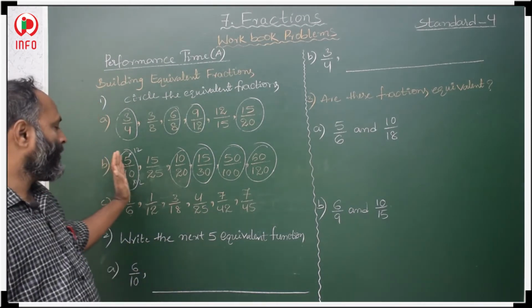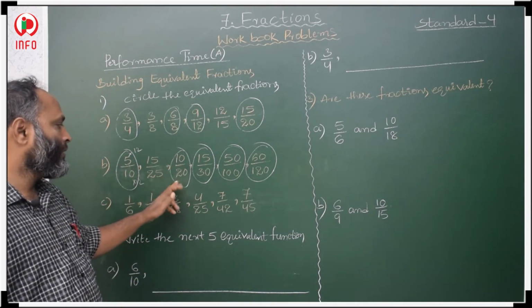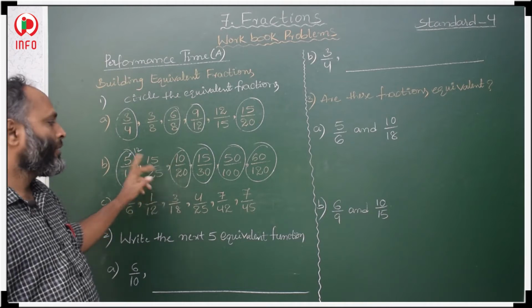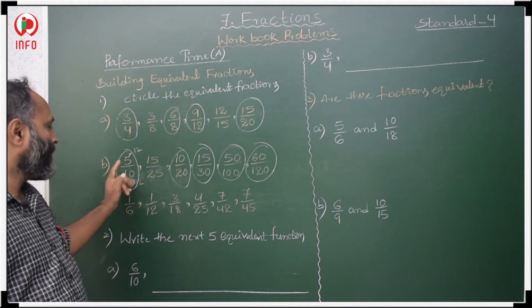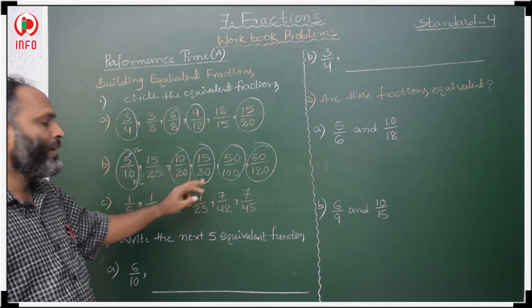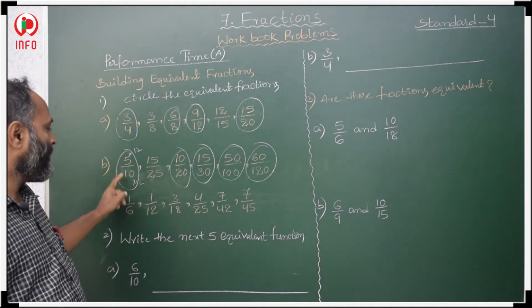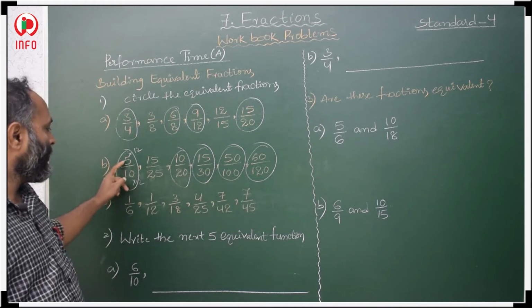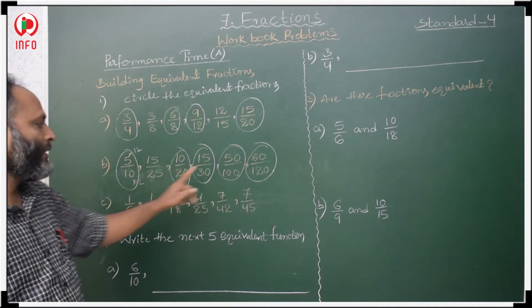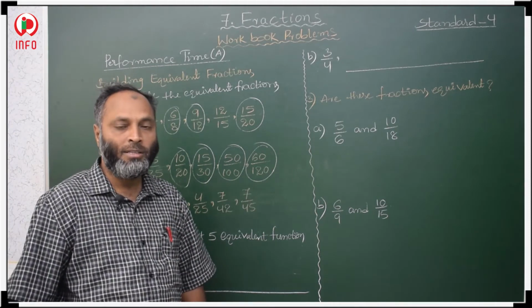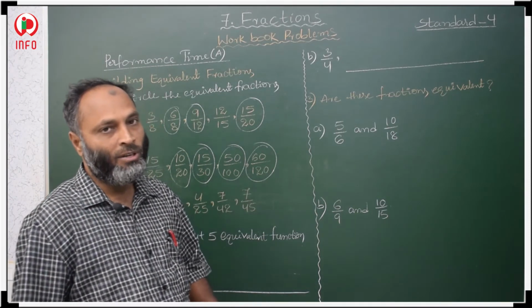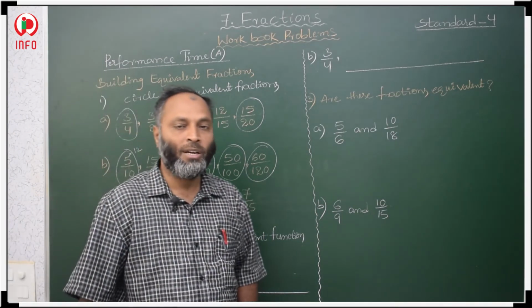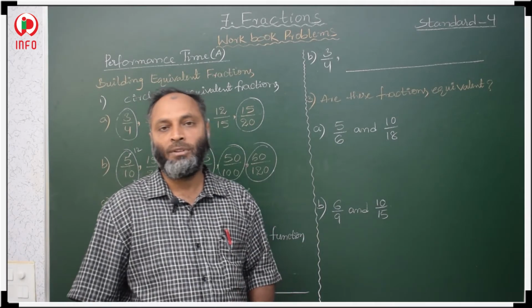So how? If you multiply numerator and denominator with 2, then you will get 10 by 20. If you multiply numerator and denominator with 3, then you will get 15 by 30. If you multiply with 10, then you will get 50 by 100. If you multiply with 12, then you will get 60 by 120. So in this way you have to check. The equivalent fractions in the given fractions, those fractions you have to circle.